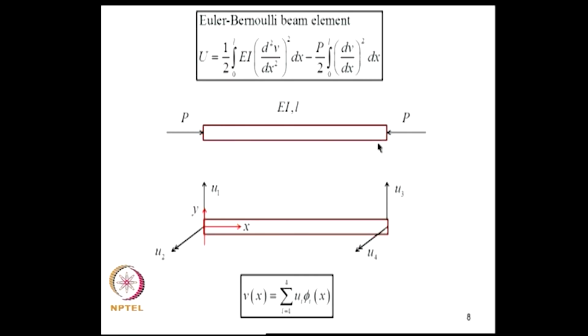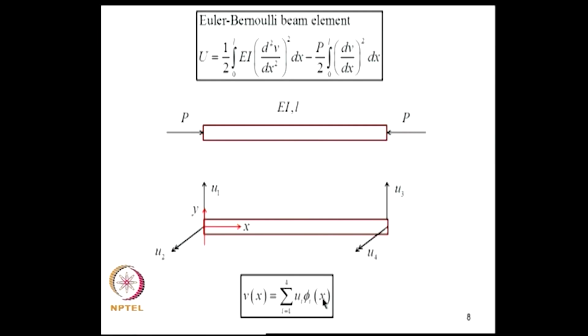So, we considered an Euler-Bernoulli beam element carrying an axial load P. It has 2 nodes and it has 2 degrees of freedom, displacement and rotation at each node, and we assume the field variable, the displacement field, in this form, where ui's are the nodal values and phi i of x are the trial functions.